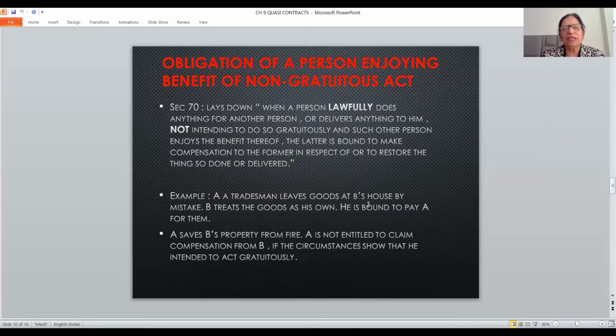Then it becomes his duty. He must pay for that. A saved B's property from fire. A is not entitled to claim compensation from B if the circumstances show that he intended to act gratuitously. But if A saves B's property from fire, and he tells everybody gathered over there, "Look, I'm going to risk my life in order to save this property from fire, but I must be given consideration," then, friends, B's duty is that he must pay a reasonable amount to A.